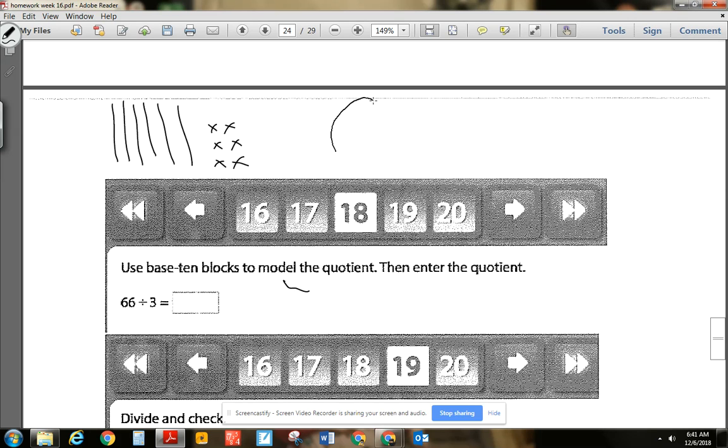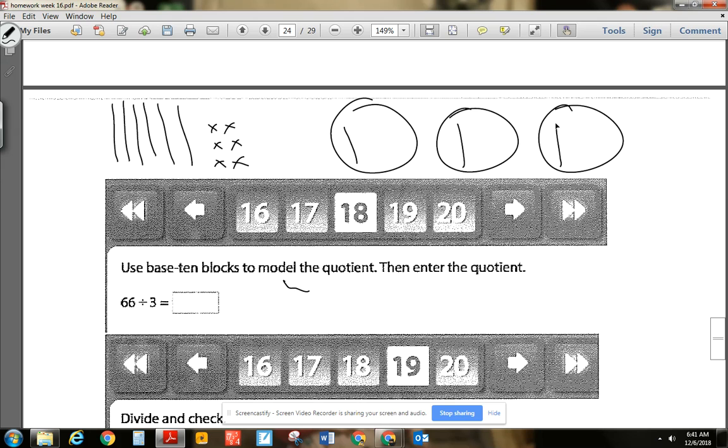We're going to put it into three groups: 1, 2, 3. So remember, since this is division, everything has to be equal. So 10, 20, 30, 40, 50, 60. I've used all of these: 61, 62, 63, 64, 65, 66. How many are in each group? Well, there's 22 in each group.